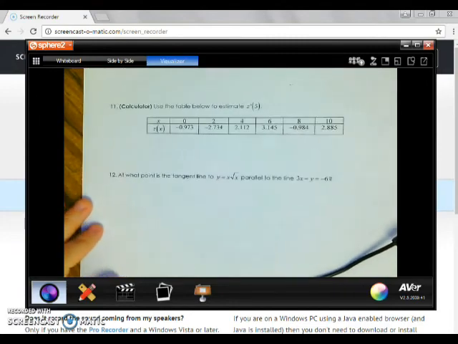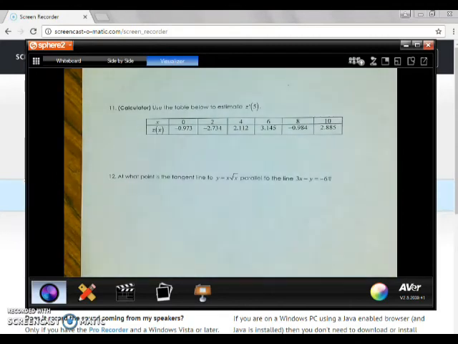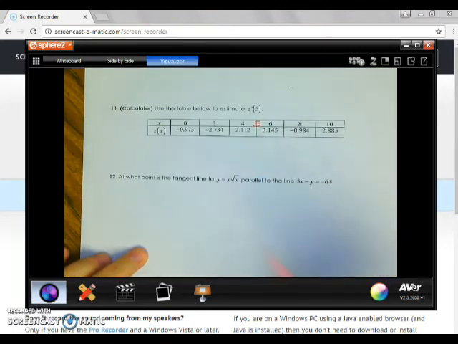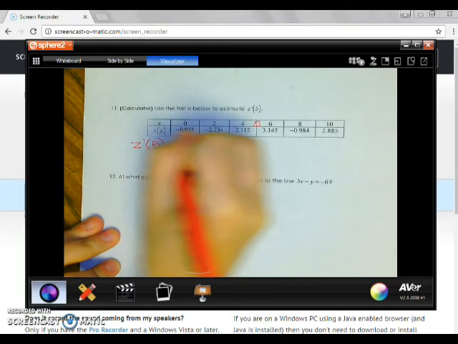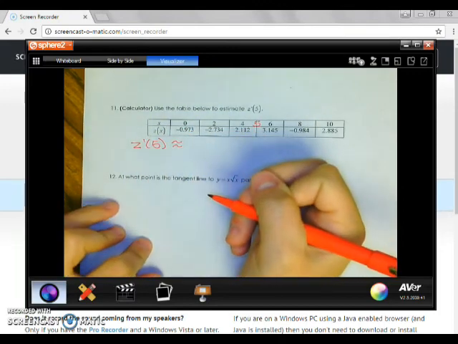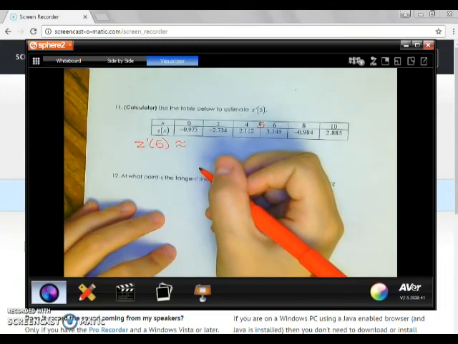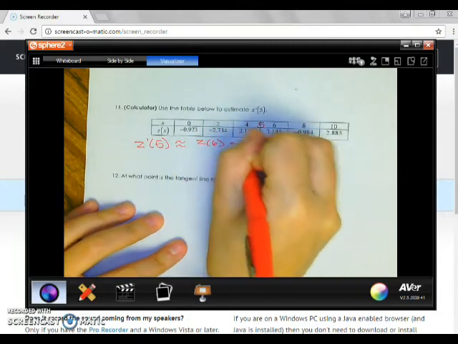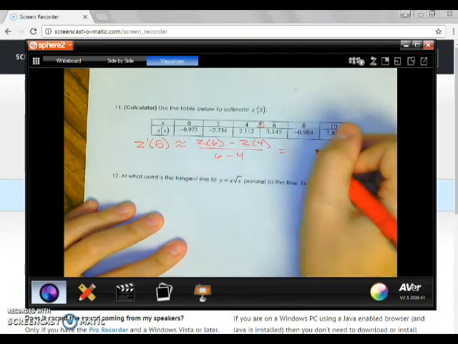Okay, and for number 11, we're trying to estimate the derivative at 5. So notice here that we are given the table, and if it says estimate, that's exactly what you're going to do. See how here 5 would fit between these two? So that means I would say that the derivative at 5 is going to be approximately z of 6 minus z of 4 all over 6 minus 4. And you're just going to grab those numbers straight from there.